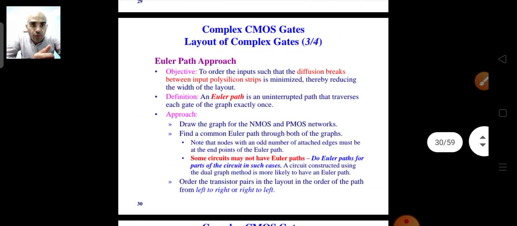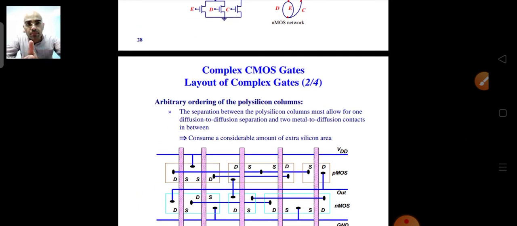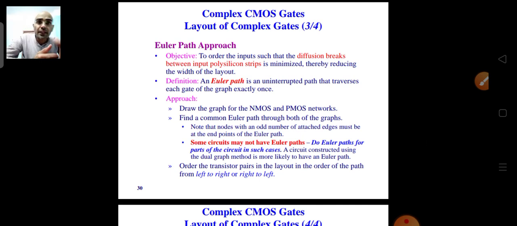For this particular example, we first saw how to get the random stick diagram. This is also correct. The other thing is that different people may get different Euler's paths. It is not necessary that there will be a single common path; there can be multiple common paths. So obviously your answer may be different from the other one. The point is that it should be common between the pull-up network and the pull-down network. It doesn't mean that whatever I see, you should also see the same path. You can see a different path as well.